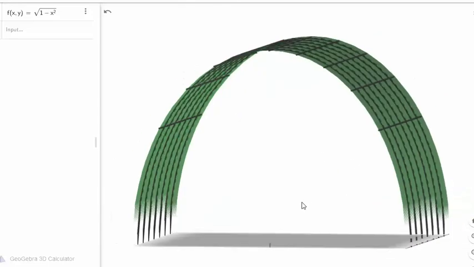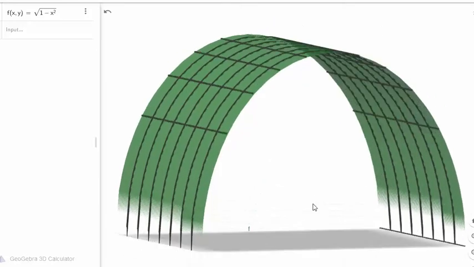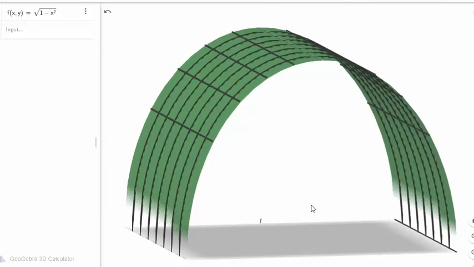So if you go to GeoGebra and put this in, you get something that kind of looks like this, and it's basically half a cylinder, right? 1 minus x squared is a circle with radius 1. This is solved for z. So it's like z equals the square root of 1 minus x squared.